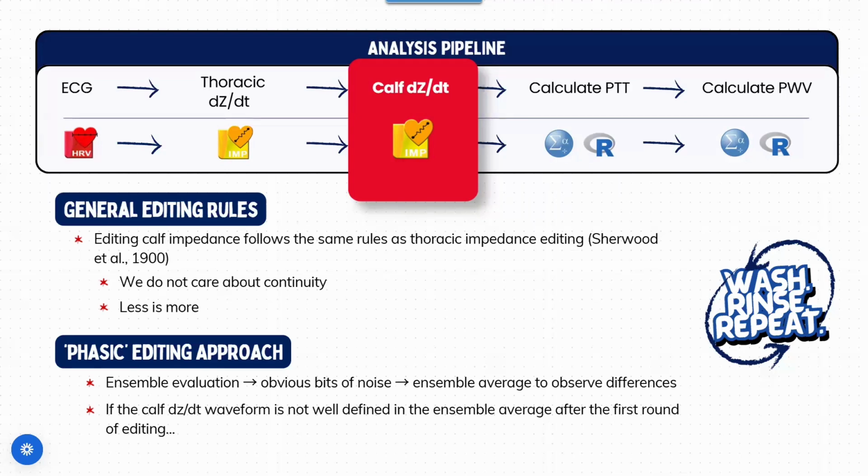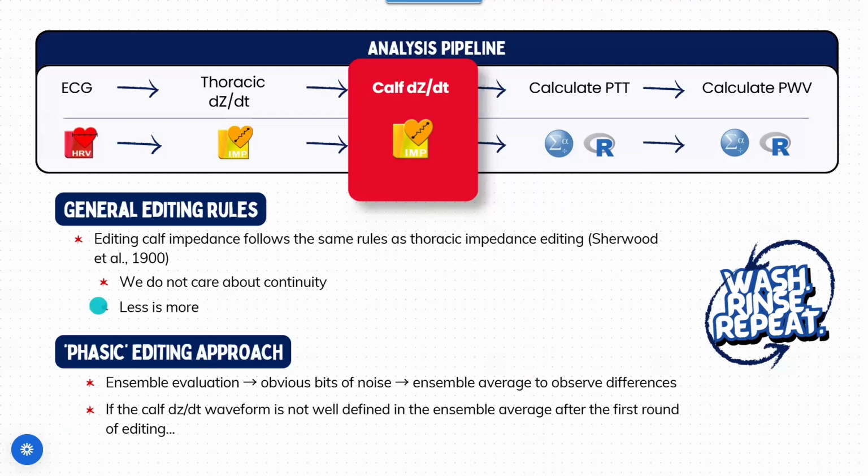The beauty of working with calf DZDT and impedance editing is that our ensemble average is the pictorial average of every cycle that we are including in that given segment. Because of this, we're going to delete the most obvious bits of noise first, because the beauty of an average is that it rejects random noise. So as we remove these outliers, we will have an ensemble average that is better defined.